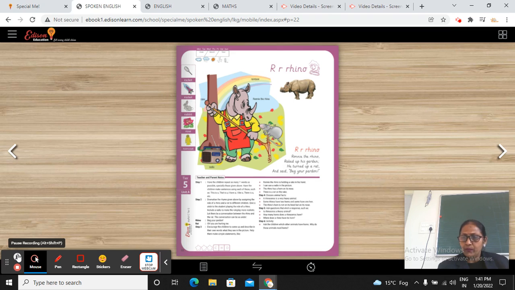Now, I'll ask questions to you, right? Where does a rhino have its horn? Yes? Okay. On its nose. Good. Next is, why do animals need horns? Okay, to protect themselves from animals. Yes, इनको भी तो जरूरत होती ना अपने एनिमल्स से बचने की. So they use their horn. Good. Next question is, is rhinoceros a heavy animal? Think. Okay, yes, very good, nice.